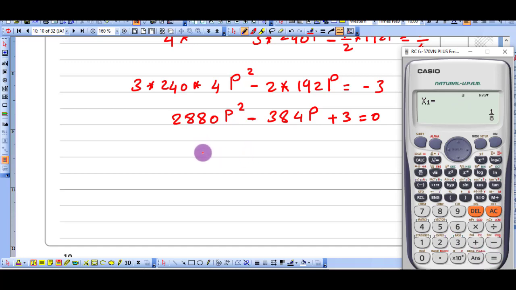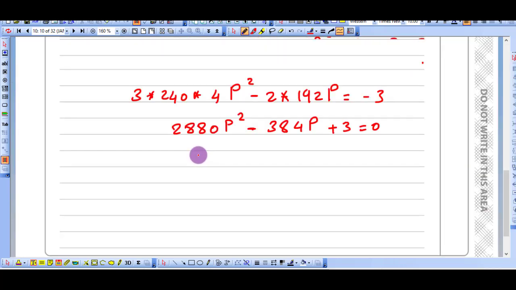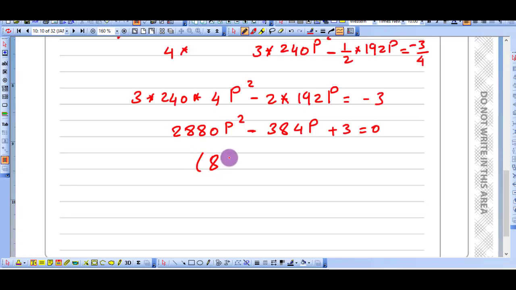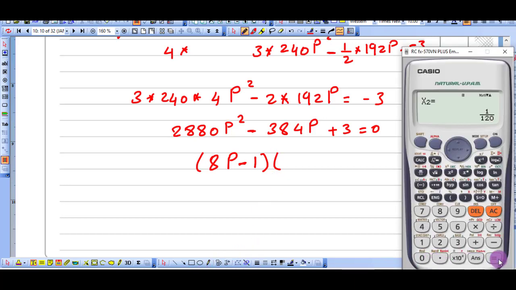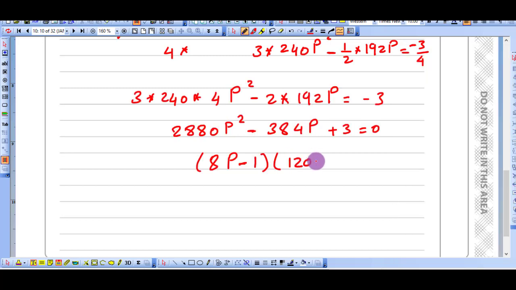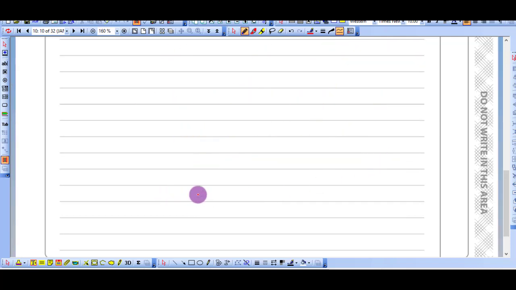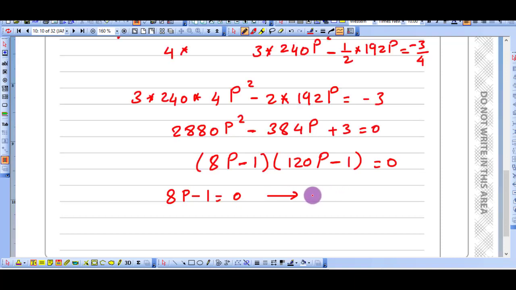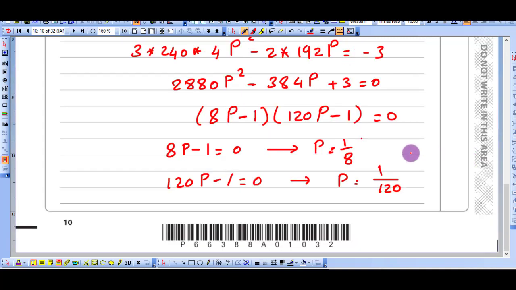So 8b minus 1, multiplied by 120b minus 1, is equal to 0. So 8b minus 1 is equal to 0. So from here, b is equal to 1 over 8. And 120b minus 1 equal to 0. So from here, b is equal to 1 over 120. And this is the answer of the question.